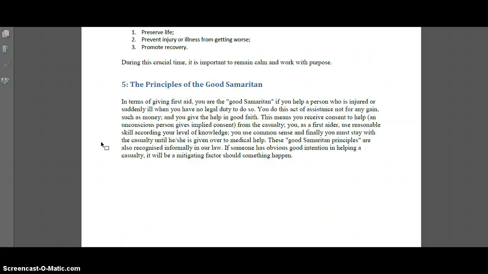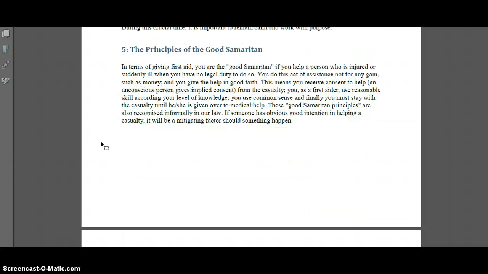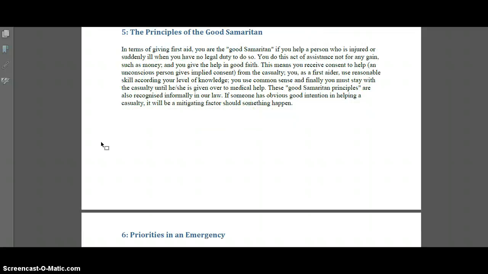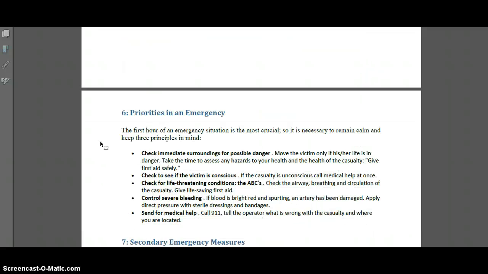Principles of the Good Samaritan. Anybody who's a Seinfeld fan will get a kick out of that. Most of you are probably too young to have watched Seinfeld.